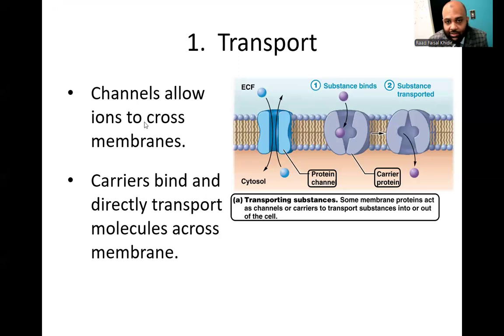So the channels allow ions to cross the membrane. And the carriers bind and directly transport the molecules across the membrane. This is facilitated diffusion. They bind, so they close from the bottom, open from the top, bind glucose, then close from the top, open from the bottom, and let it come right out. So, transporting substances: some membrane proteins act as channels or carriers to transport substances into or out of the cell. The carriers bind and directly transport the molecules across the membrane.